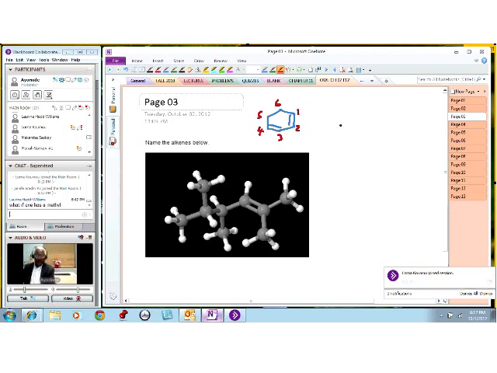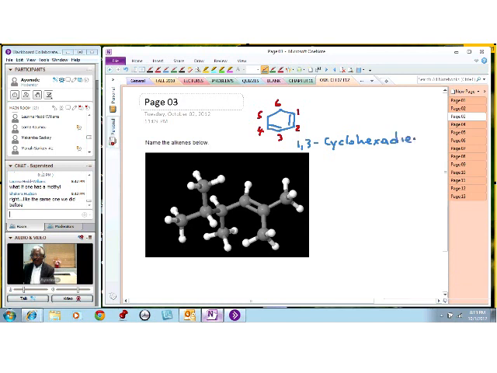So this molecule will therefore become 1,3. In this case, you have to indicate the position 1,3 cyclohexa. Then you use the prefix di, because you have 2 double bonds. That is where the di comes in. 1,3-cyclohexadiene. That will be the name of this molecule.